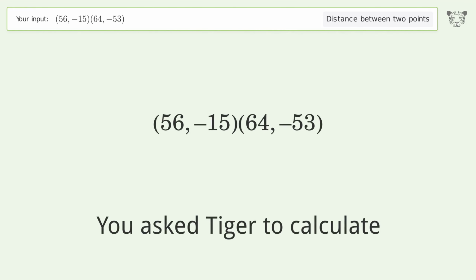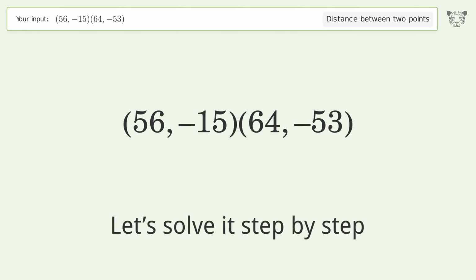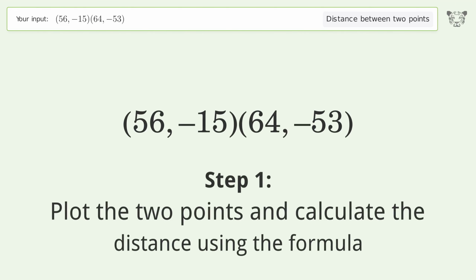You ask Tiger to calculate. This deals with the distance between 2 points. The distance between the 2 points is the square root of 1508, or 38.833. Let's solve it step by step. Plot the 2 points and calculate the distance using the formula.